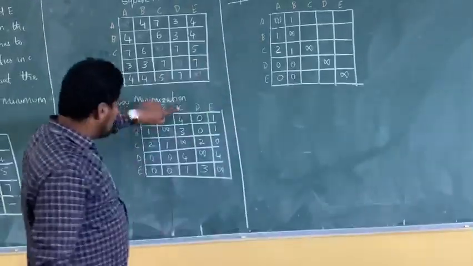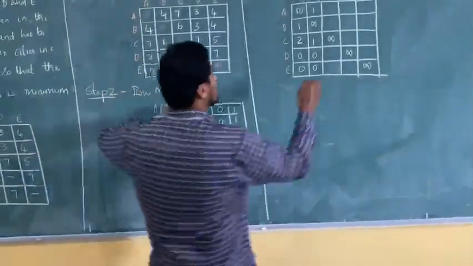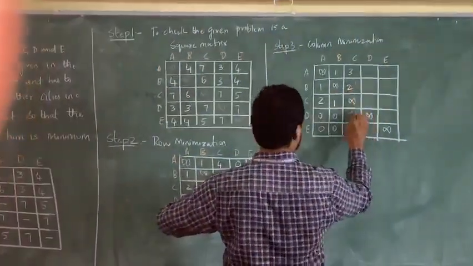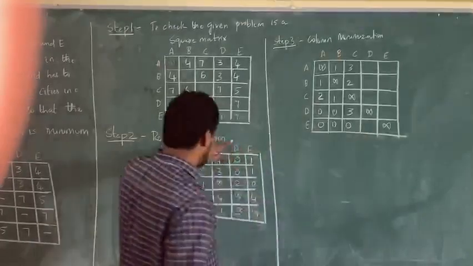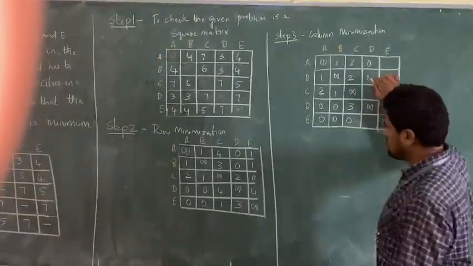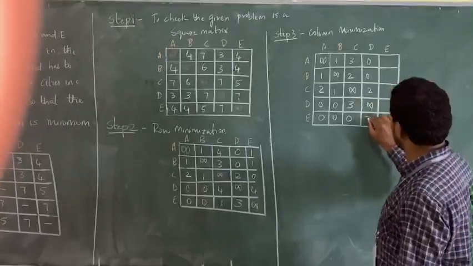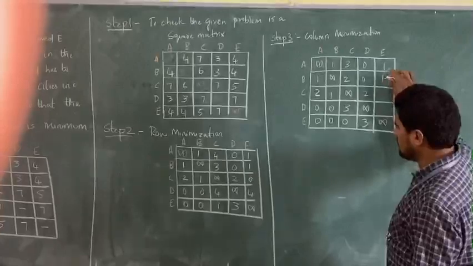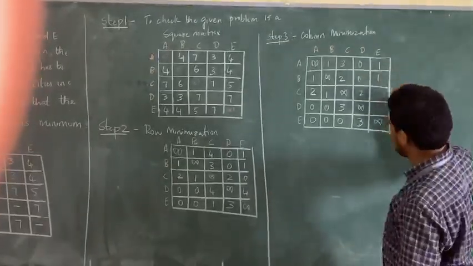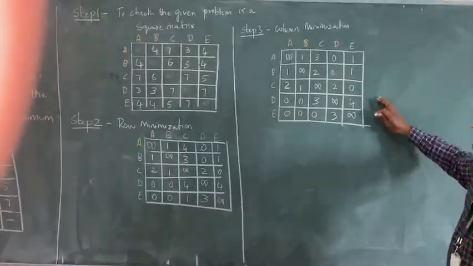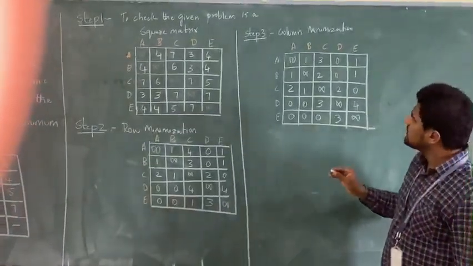In column C, the least is 1, so this becomes 3, 2, 3 and 0. In D, it remains same, that is 0, 0, 2 and 3. In E, least is 0, so it is 1, 1, 0 and 4. Okay, that is step number 3. So we shall proceed further.